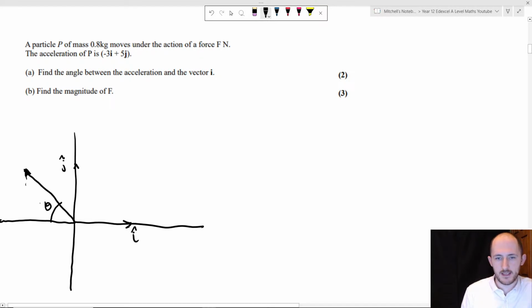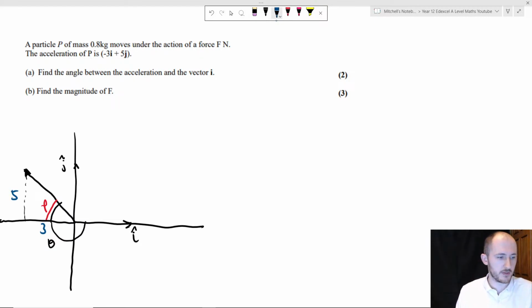Now all you have to do here is, we're actually looking for the reflex angle here. But we can't really work that out directly, so what we're going to do is work out this other angle. That's the overall angle we're working out, but for now what we're going to work out is this angle here, which I'm going to call phi. Okay. So from the question, we have negative 3, so this bottom length here is 3 and this top length is 5. So all we need to do is use trigonometry.